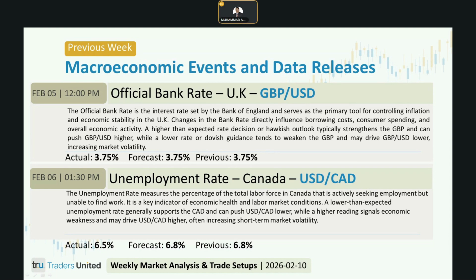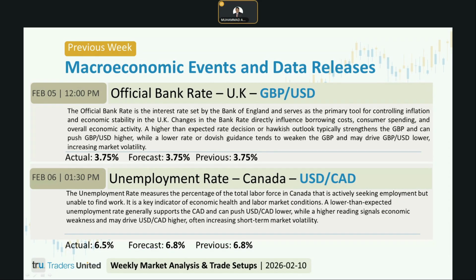The overall analysis and key takeaway is that the lower than expected unemployment rate delivered a clear bullish signal for the Canadian dollar even without additional surprises. The improvement in labor market conditions was enough to push USD CAD lower. This release highlights how positive labor data can drive CAD strength even in uncertain global conditions.